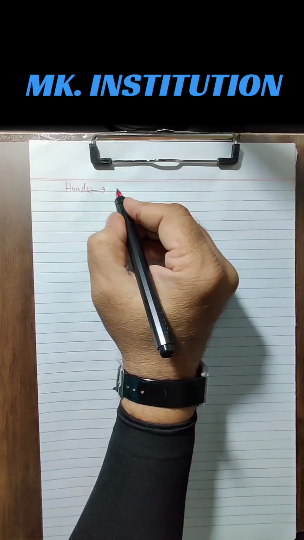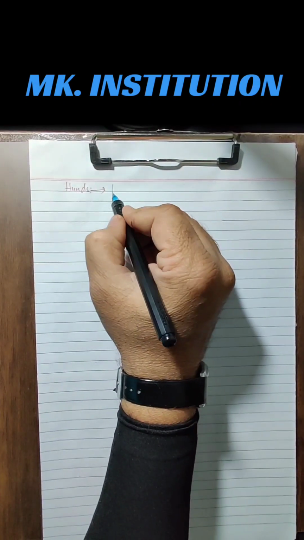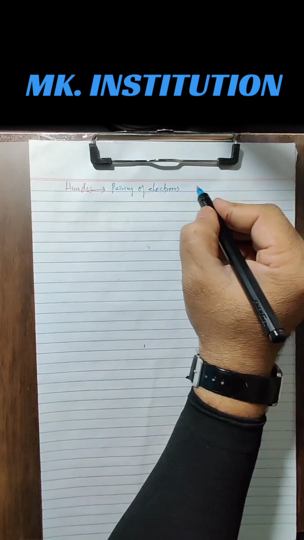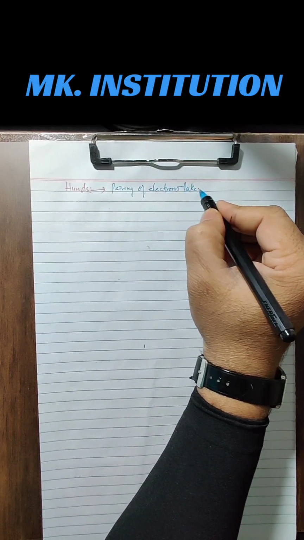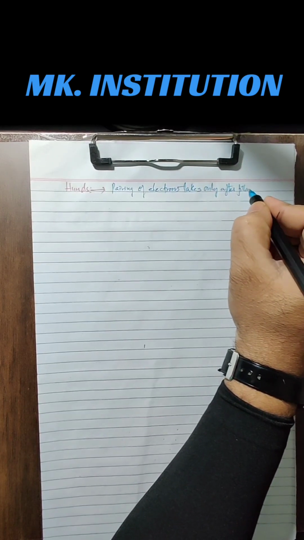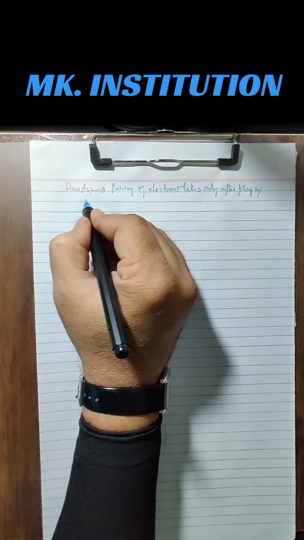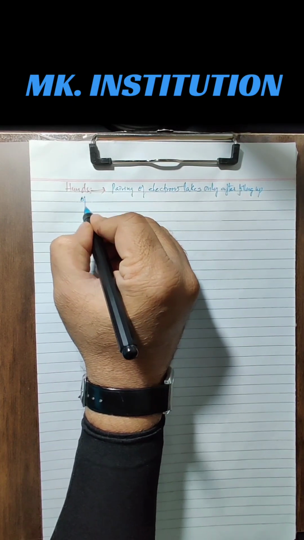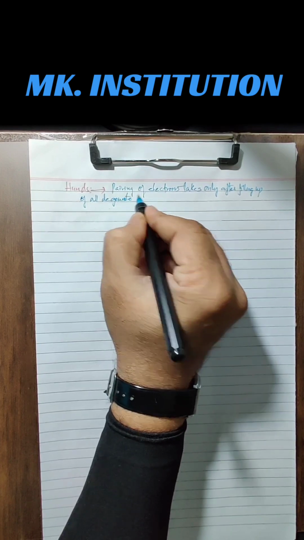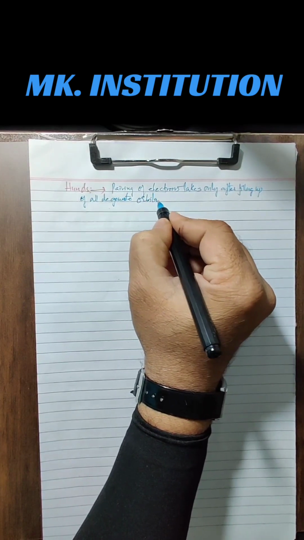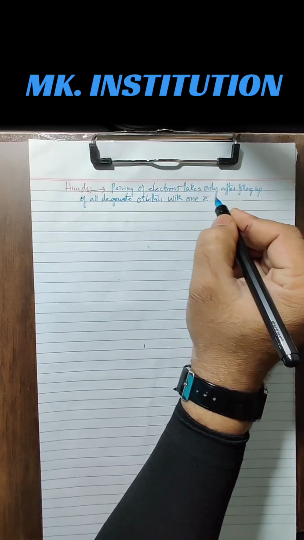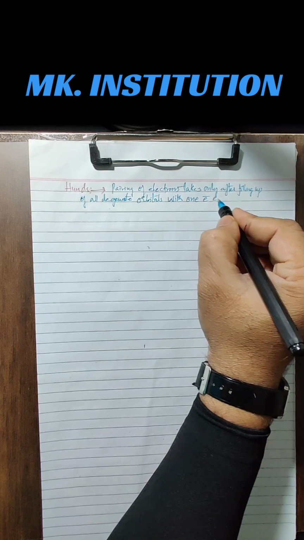Hund's rule. Clear? What does Hund's rule tell us here? Pairing of electrons takes place only after filling up all degenerate orbitals with one electron each. Clear?